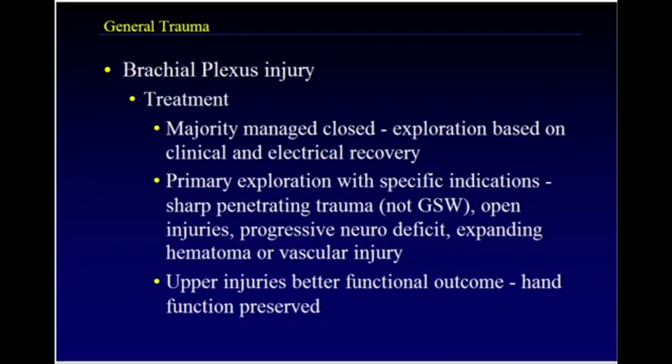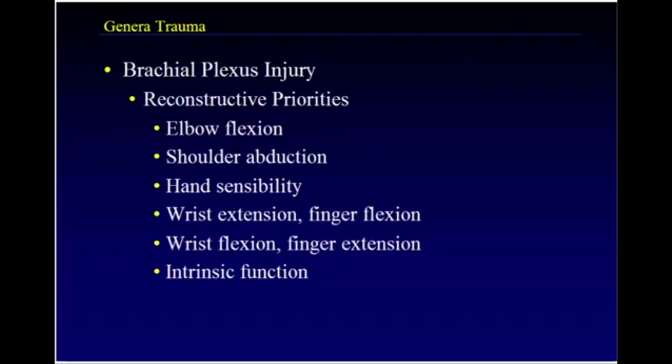The reconstructive priorities in patients with a brachial plexus injury, the number one thing that you want to try to restore is flexion of the elbow, and that's an important point to remember. Then the rest of them are listed in the order of priority: shoulder abduction, to be able to position the hand in space, if you will, then sensibility of the hand, then finally wrist extension, finger flexion, followed by wrist flexion, finger extension, and finally intrinsic function of the hand, which unfortunately rarely is obtainable in patients with severe plexus injuries.